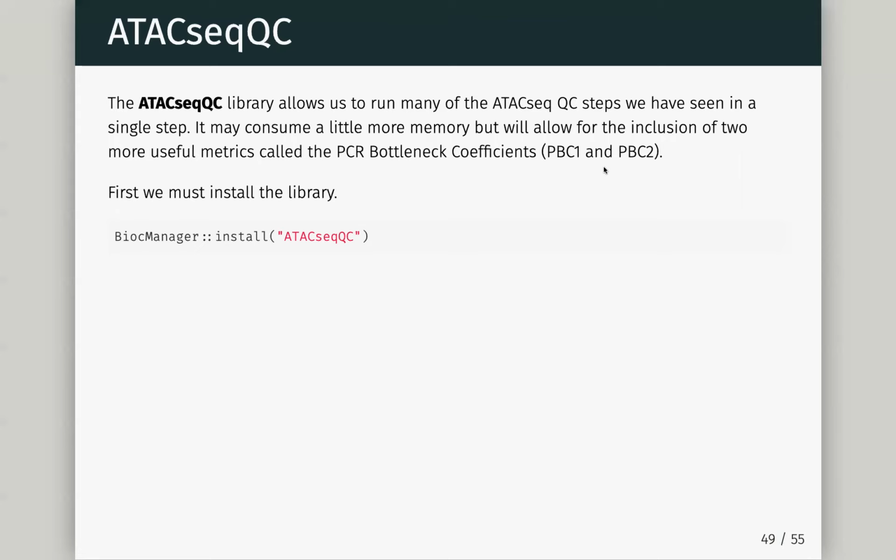Two really useful metrics from this are PBC1 and PBC2. So this is your PCR bottleneck coefficient 1 and 2. And these originate from ChIP-seq, but have become essential for ATACseq. Before I jump into this, another thing you can do, as I showed you how to sample BAM files, is you can often sample a BAM file down to 10 million reads and run this tool, ATACseqQC. It will work a lot easier. If you've got 100 million reads and you want to run this on your laptop, it's going to struggle.